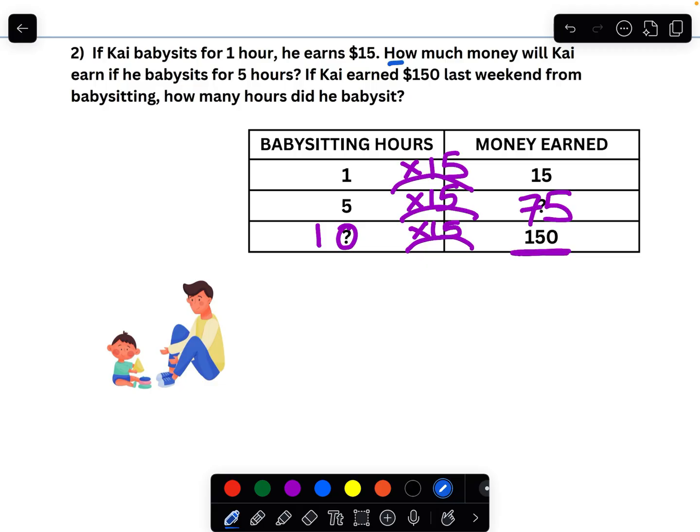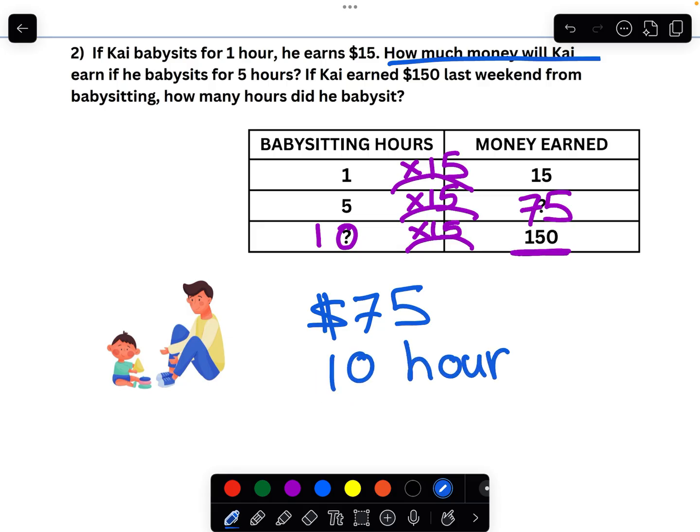So it says, how much money will Kai earn if he babysits for 5 hours? Kai will earn $75 if he babysits for 5 hours. And then the question asks, if Kai earned $150 last weekend from babysitting, how many hours did he babysit? He babysat 10 hours.